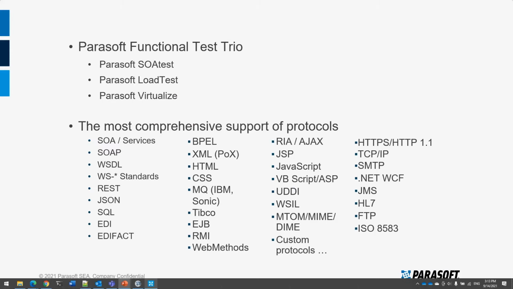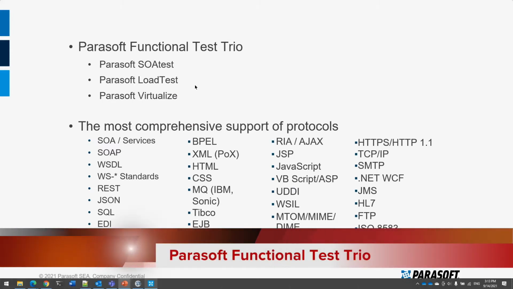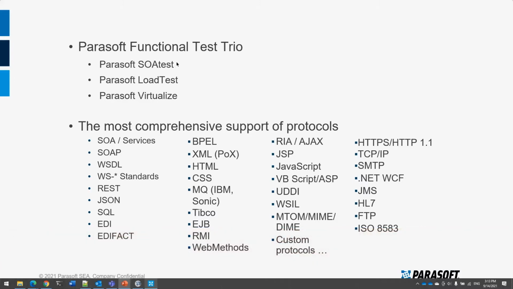So all in all, we have 3 products that cover the whole area of functional test, which are SOAtest, load test, and Virtualize. And all of them have comprehensive support over a wide range of protocols. You will not find these protocols supported in most of the open source or free tools that you have here. For example, ISO 8583, usually for financial institutions, ATM protocols, MQ, TIBCO, EJB, etc. These are the common middleware used in banking systems.